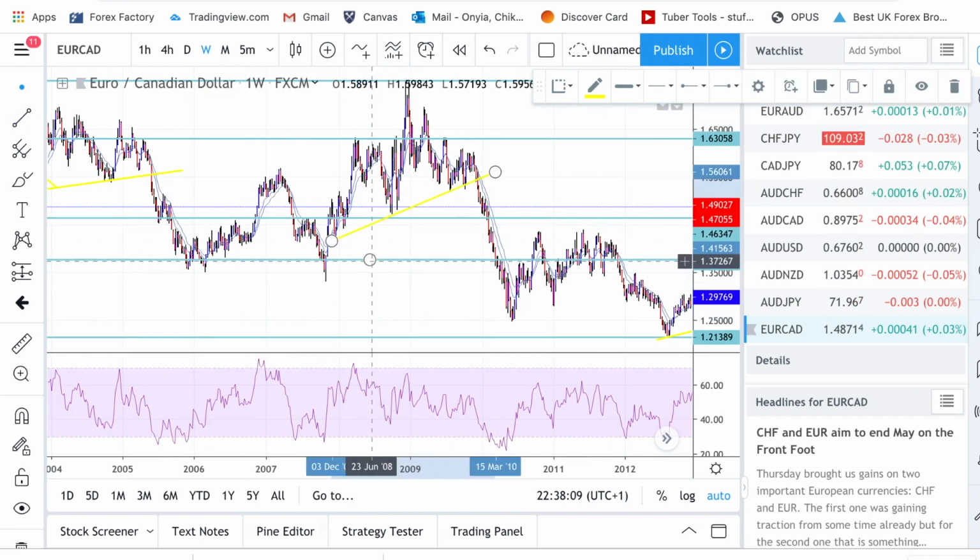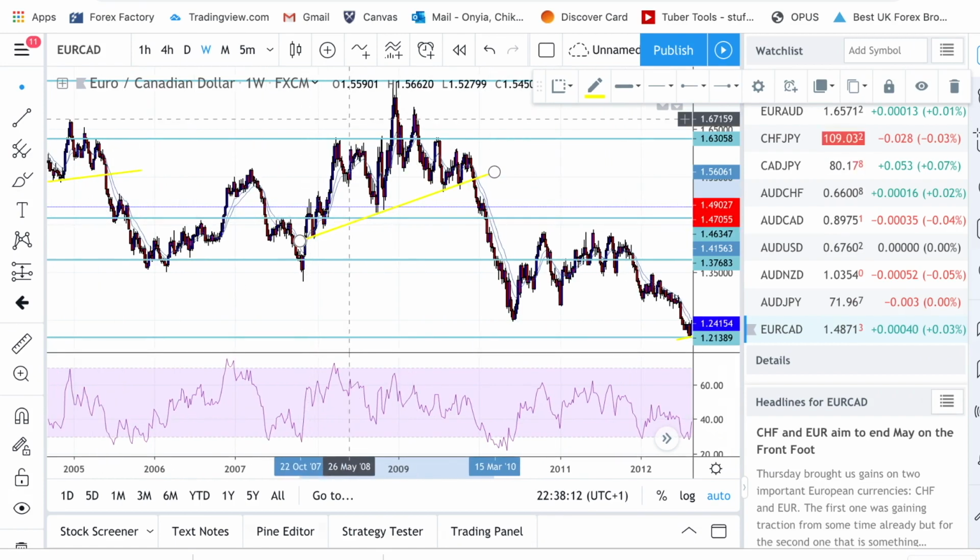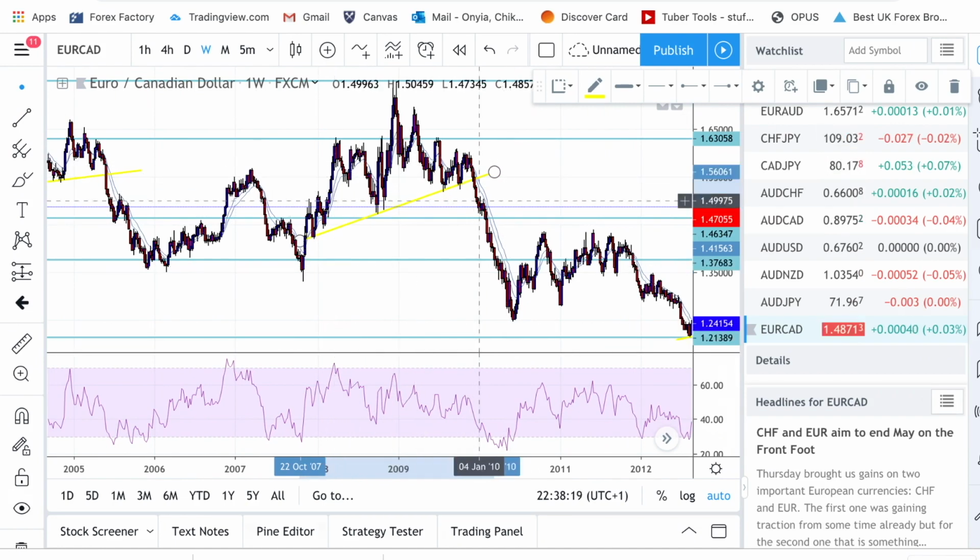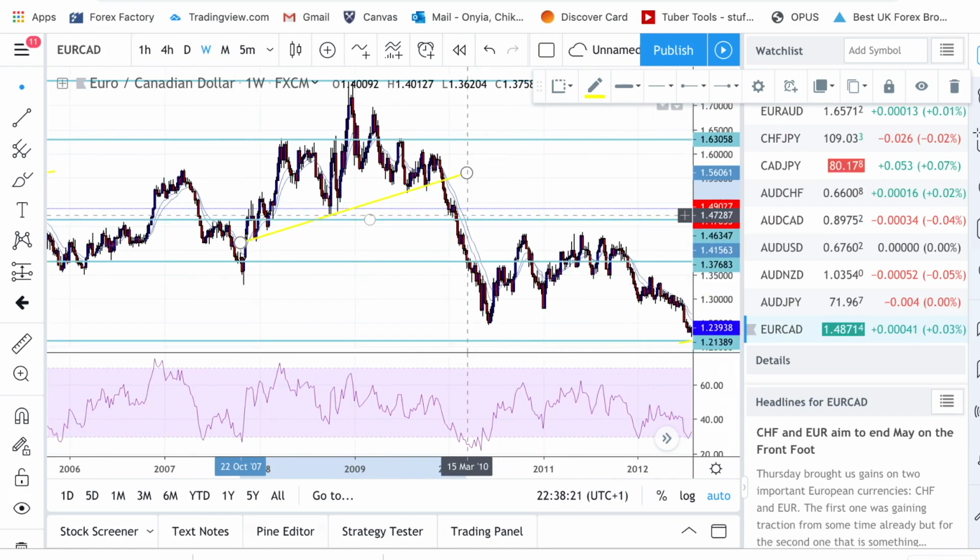All right, look at this one. This is perfect too. It's bouncing off this yellow line a little bit. If you can see that, it's bouncing off this yellow line and broke right through it. Great opportunity for a sell. Pretty much that whole year, it just went down. Great opportunity for a sell.